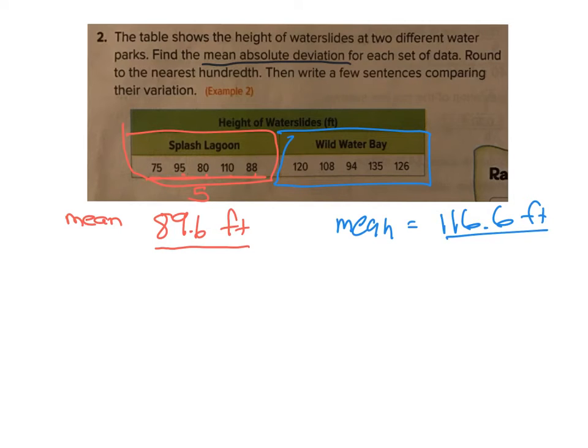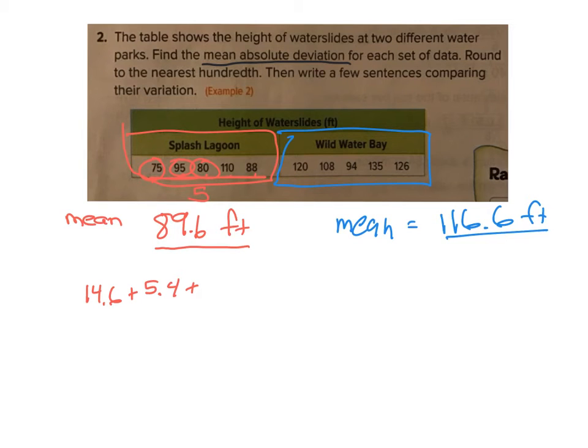Now, let's go back to Splash Lagoon and find the mean absolute deviation. The way you do that is you find the difference between the mean and each number, and then you add them all together and divide by 5. So 89.6 minus 75 equals 14.6, plus, we'll do the 95. 95 minus 89.6 equals 5.4.